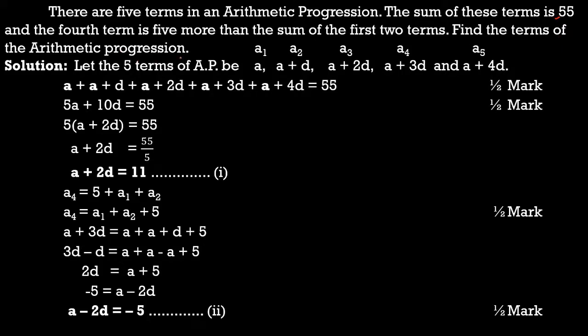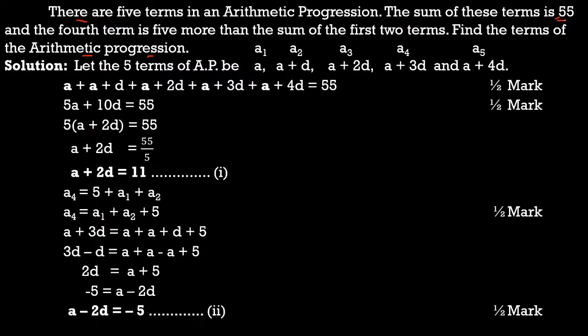The question is to find the terms of the arithmetic progression. For that we need first term A and common difference D. We will see how to find A and D. This question has two conditions. First one is there are 5 terms in an arithmetic progression. The sum of these terms is 55.